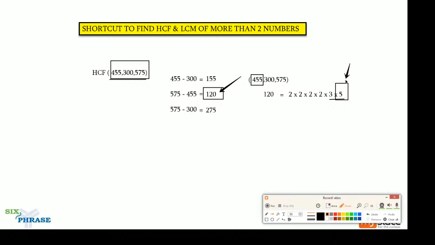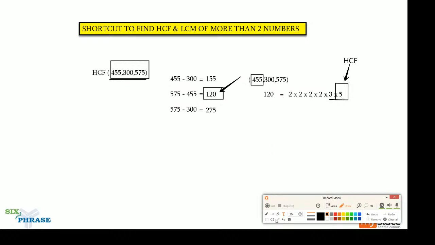Why did I do that? Okay, so at this point I stop checking and declare that 5 is the HCF. For some of you, if you do not understand why I did that, see, this 3 cannot divide 455. If 3 cannot divide 455, I am left with only 5. Now I look at this.